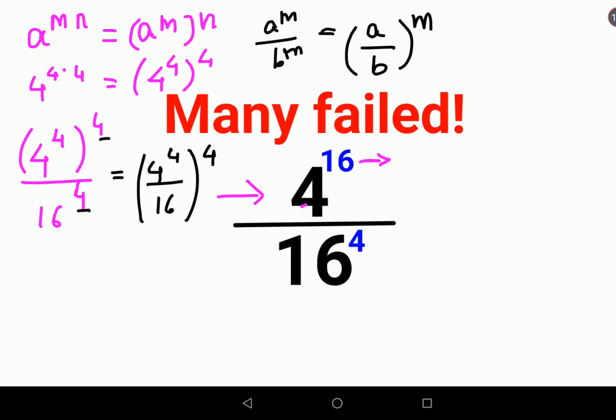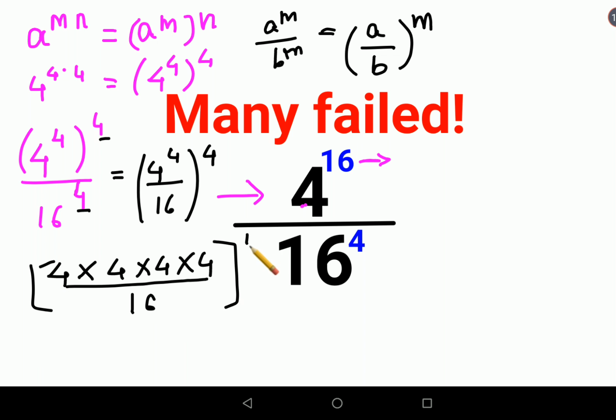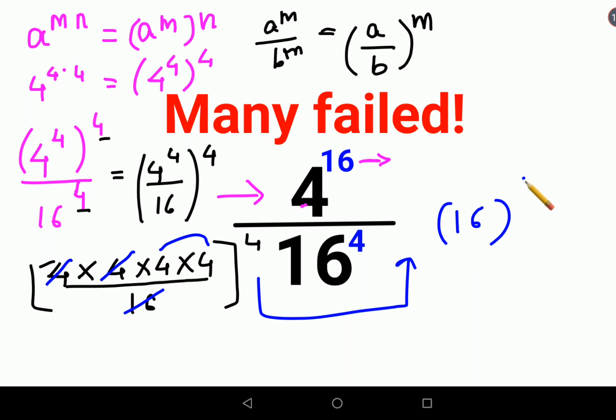Okay. Now what happens here is, see, 4 raised to 4 is nothing but 4 into 4 into 4 into 4. Okay. And here we have 16. Now everything is still raised to 4. Now what we can do is cancel these 4 and this 4, because 4 into 4 gets you 16. So basically you are now left with 4 into 4, that gets you again 16 raised to 4. Okay. This, my dear friends, is the answer for this particular question.